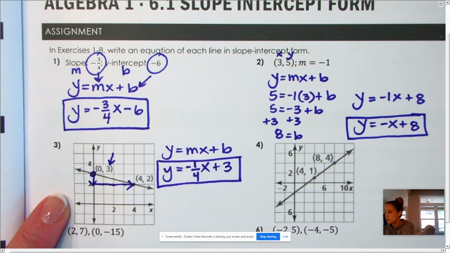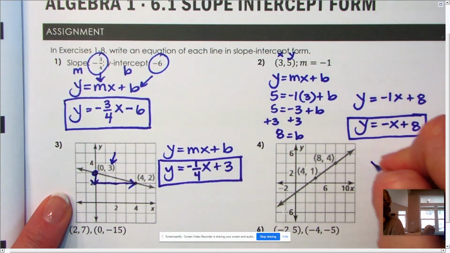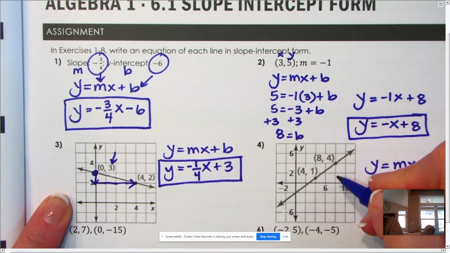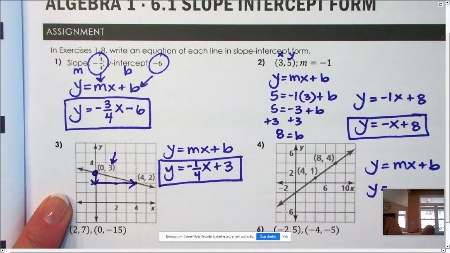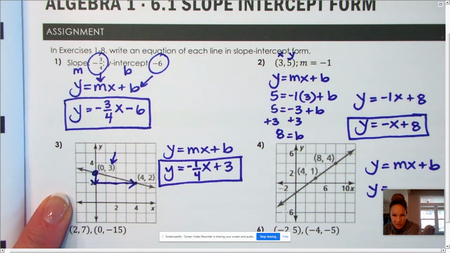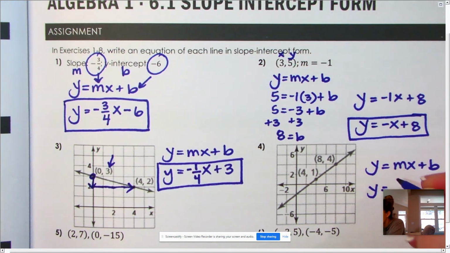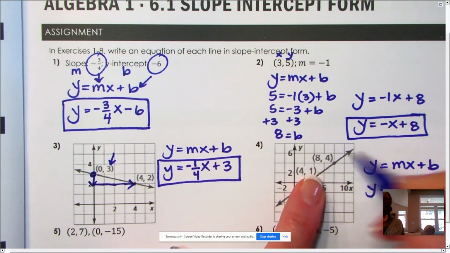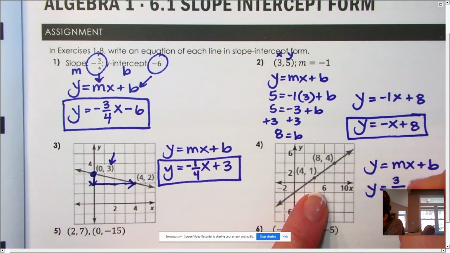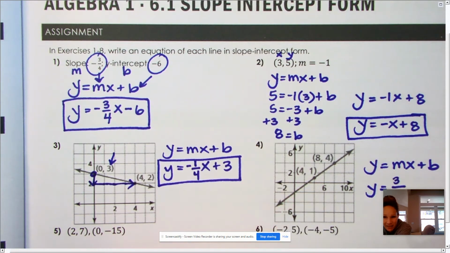Okay, question number 4, same thing. Y equals mx plus b. So the m is how we move. That one's a little bit tricky because the points that they give you, it's by 2s. So you need to be careful on this one. So I'm just going to say, well, from 1 to 4, it went up by 3. And from 4 to 8, it went over by 4. So make sure that you're really careful there looking at the scale.